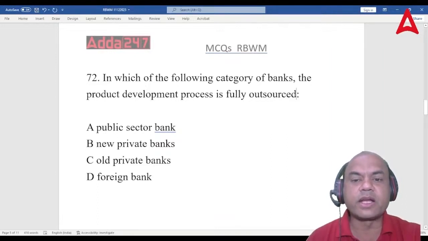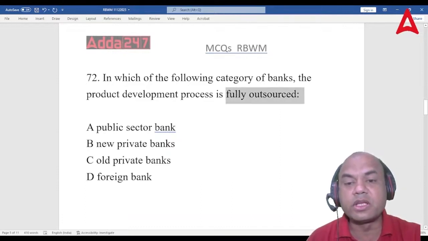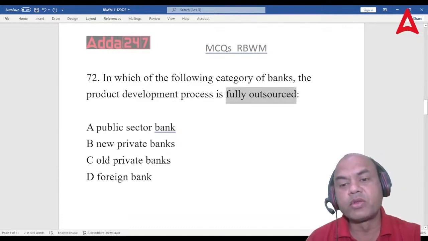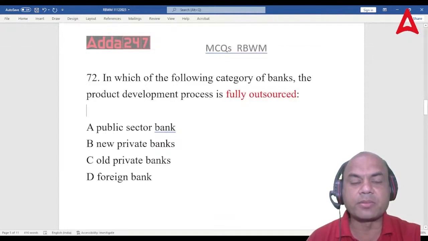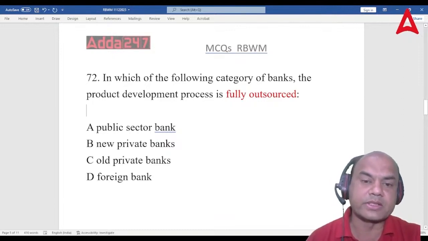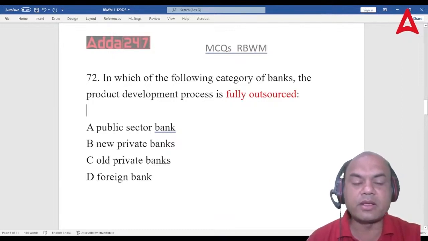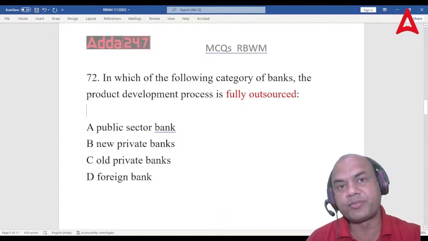In which of the following categories of banks is the product development process fully outsourced? Fully. Fully outsourced in which category of banks? Now think over it, everyone. The options are public sector, new private, old private and foreign banks. Firstly, tell me, what is a public sector bank?